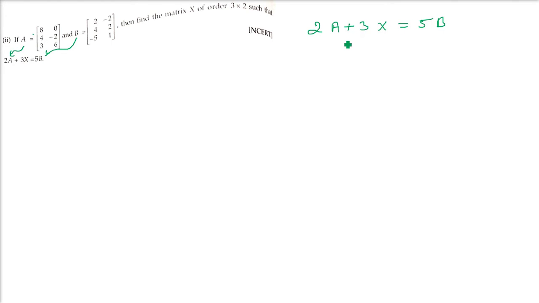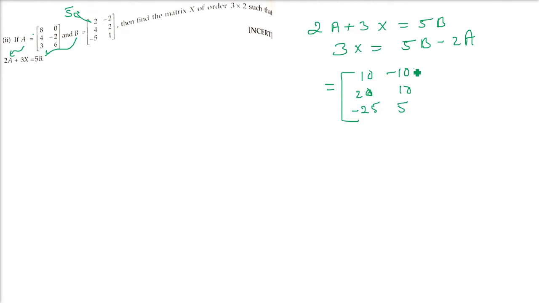In order to find out 3X, with 3X on the left hand side, 5B minus 2A will do. So we'll do what? We'll do the first one, that is 5 into B. So scalar multiplication of 5 with B. So I'm directly writing it here. I'm multiplying this B matrix with 5 and writing 5 tens are 50, minus 10, 5 fours are 20, again 5 twos are 10, 5 fives are 25, negative 25, and 5 ones are 5.